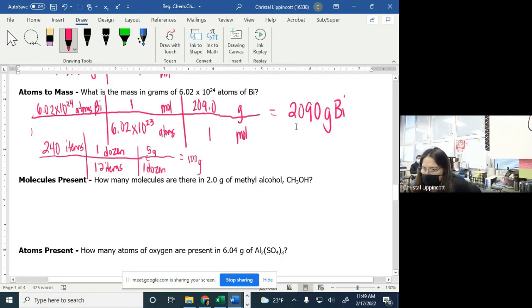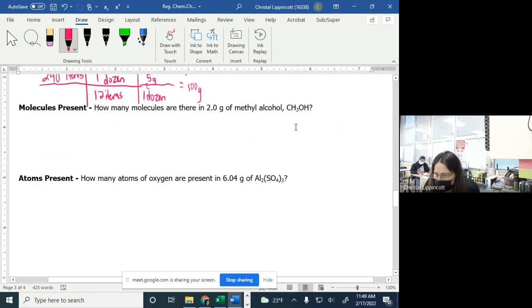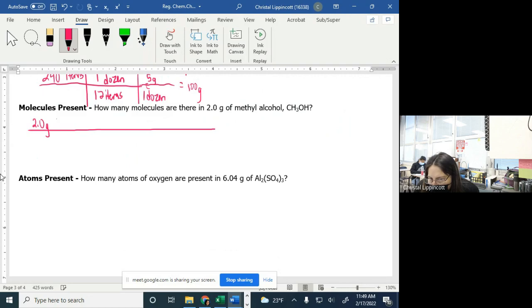All right, so let's figure out the next one here. We've got molecules, and we're dealing here with alcohol. So we've got 2 grams of CH3OH. I need to get rid of grams. So now I'm starting at the far end of that, and I'm coming towards me.